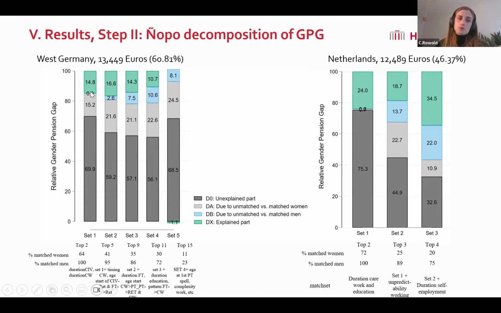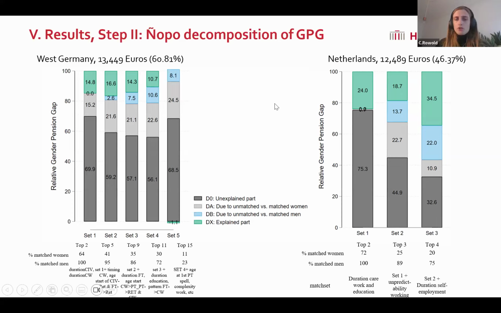And that is because we see here, for both countries and across models, a bit more consistently maybe for West Germany, that really large shares are due to gender-exclusive life course experiences. So basically to pension income differences across those that are matchable and not matchable.